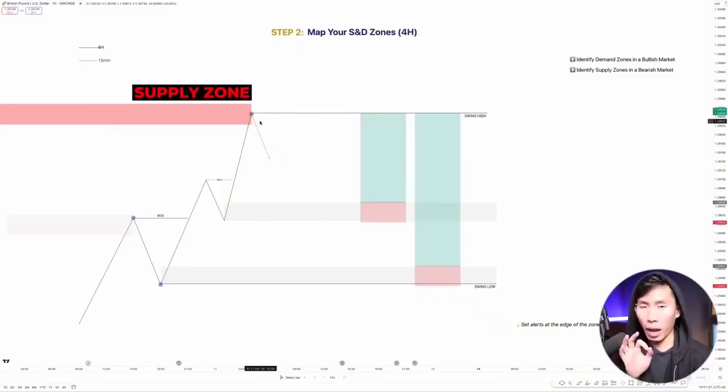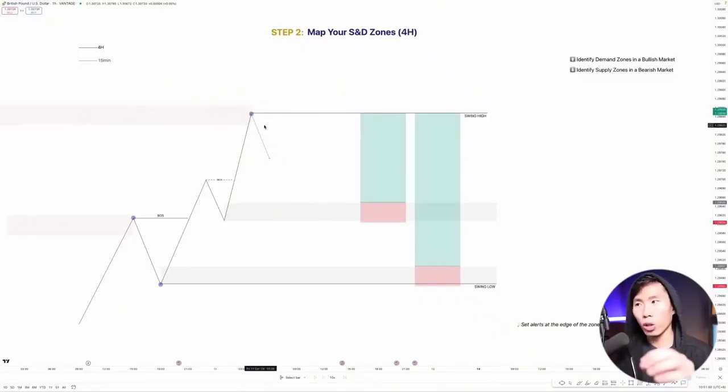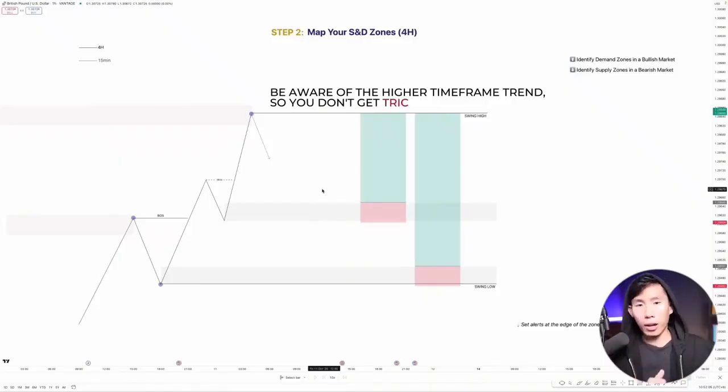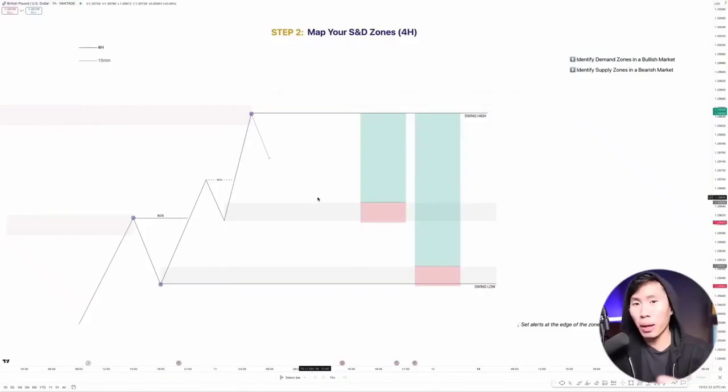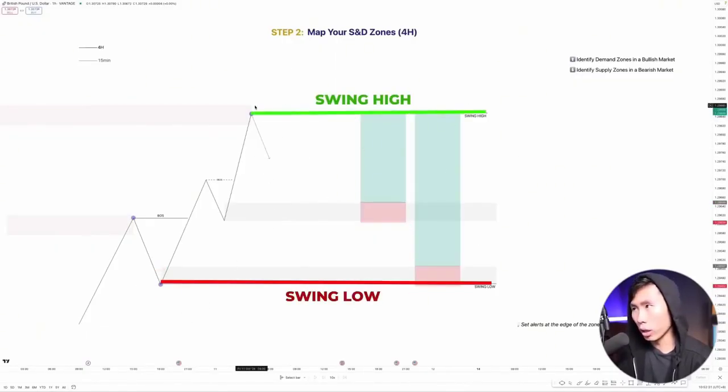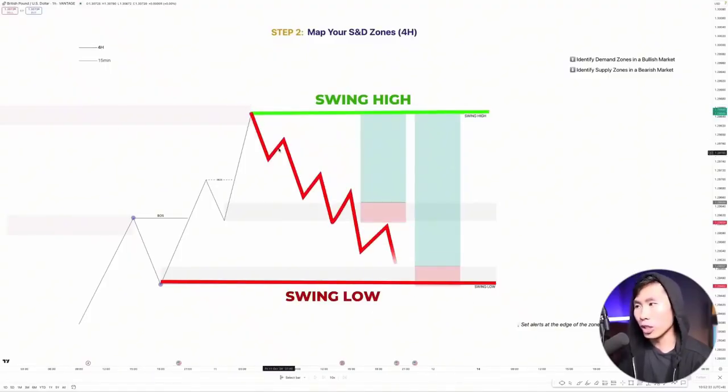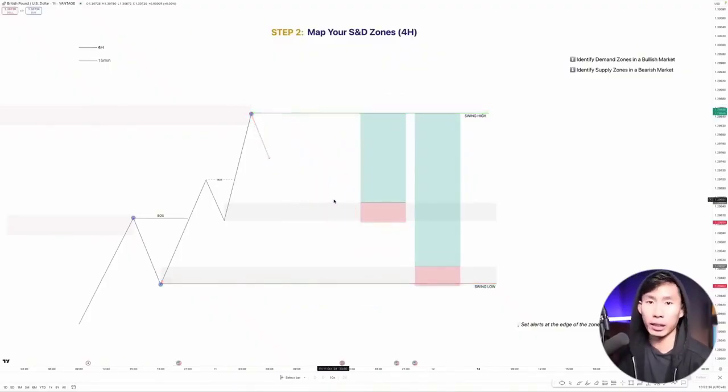Now, once the pullback starts happening, you will start to see price creating lower highs and lower lows on the lower time frames. And at this point of time, you must be aware of the higher time frame trend and know that we are just turning bearish for a short amount of time to facilitate the pullback on the higher time frame trend. So you cannot assume that price is reversing into bearish right now because price has not taken out this last higher low. That means we are still playing within this swing range right here. This is a swing high, this is a swing low, and price is just turning bearish to facilitate the pullback.